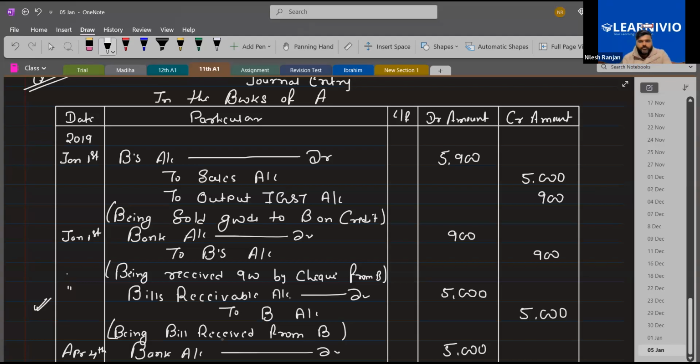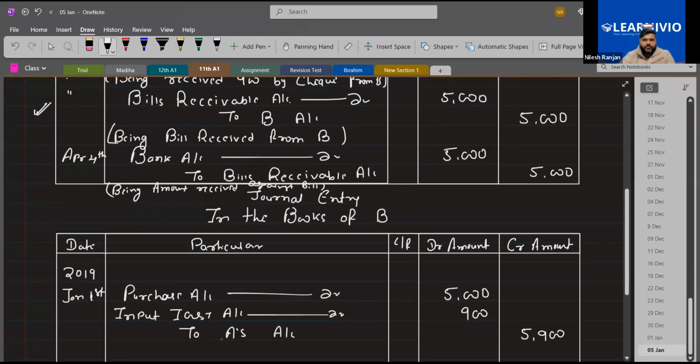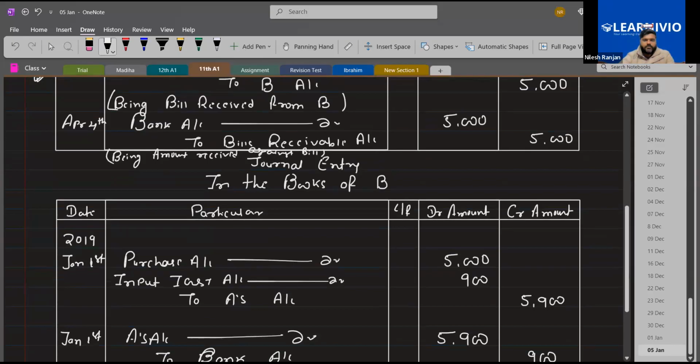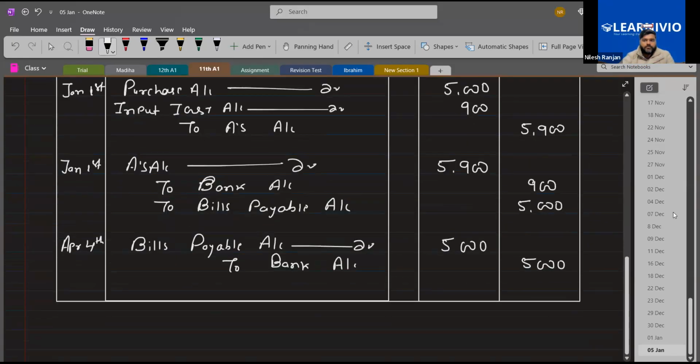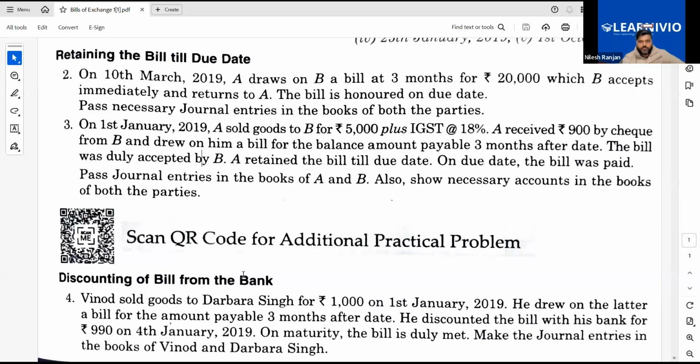So can you scroll down? So more. Done. Okay, now the question number 4 you have to solve.